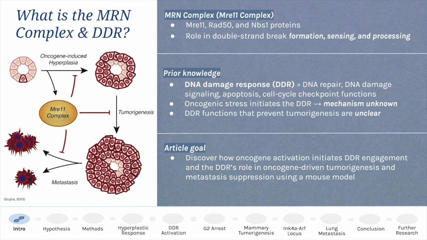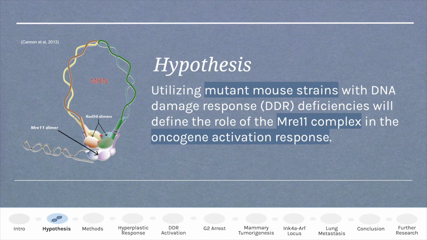The authors noted that oncogenic stress initiates the DDR, but the mechanism in which this happens is unknown. Additionally, the DDR functions that prevent tumorigenesis are unclear. Using a mouse model, researchers aim to discover how oncogene activation initiates DDR engagement and the DDR's role in oncogene-driven tumorigenesis and metastasis suppression. The researchers hypothesized that using mutant mouse strains with deficiencies in the DNA damage response could define the role of the Mre11 complex in the oncogene activation response.